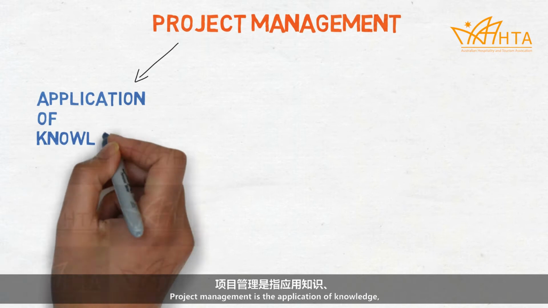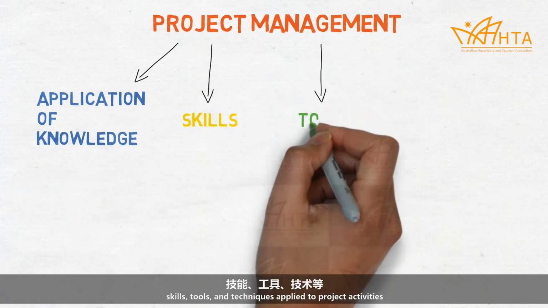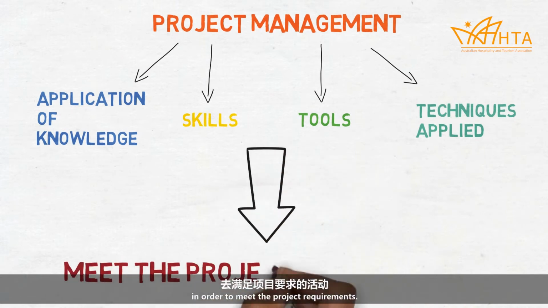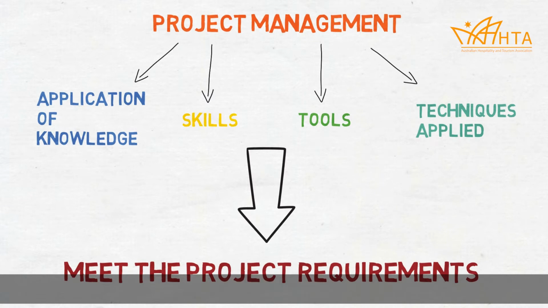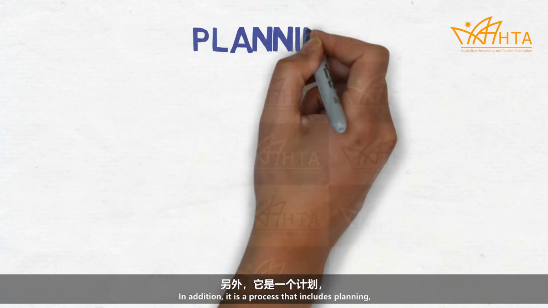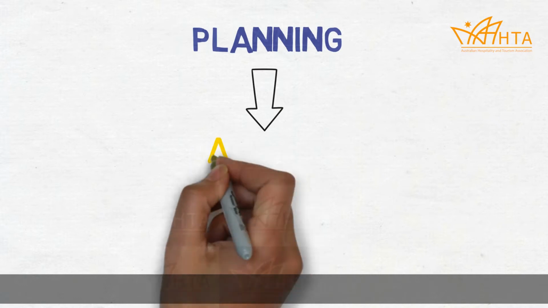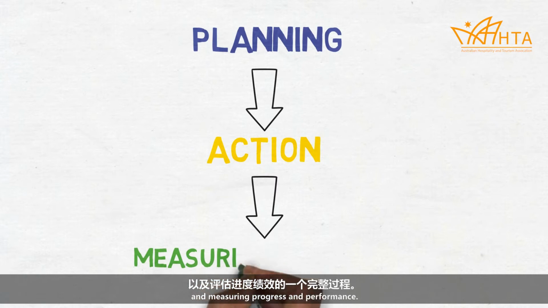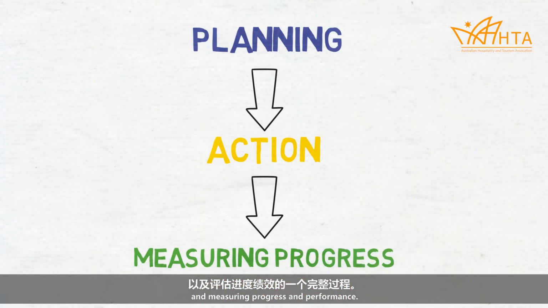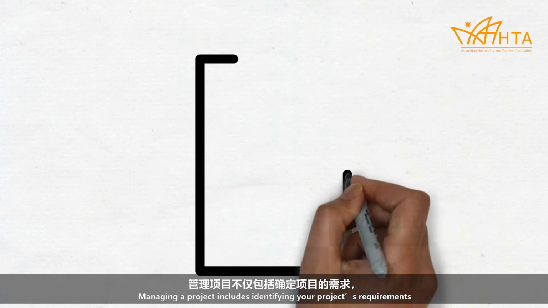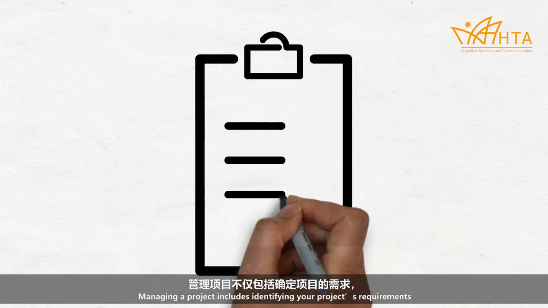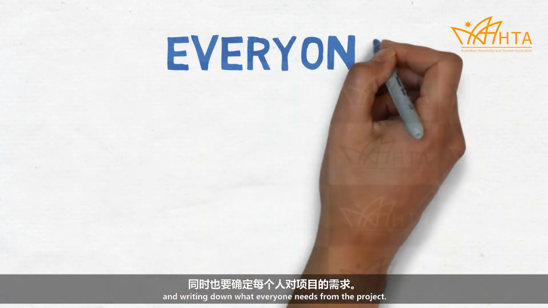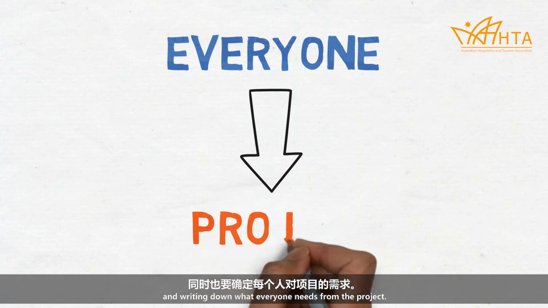Project management is the application of knowledge, skills, tools, and techniques applied to project activities in order to meet the project requirements. In addition, it is a process that includes planning, putting the project plan into action, and measuring progress and performance. Managing a project includes identifying your project's requirements and writing down what everyone needs from the project.